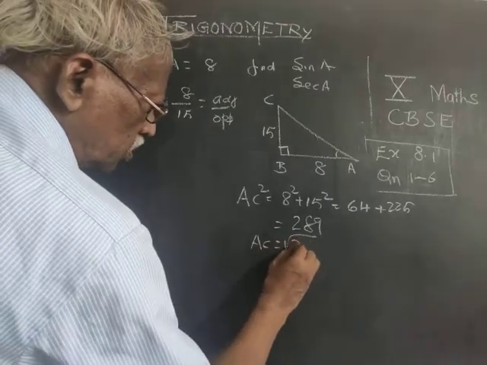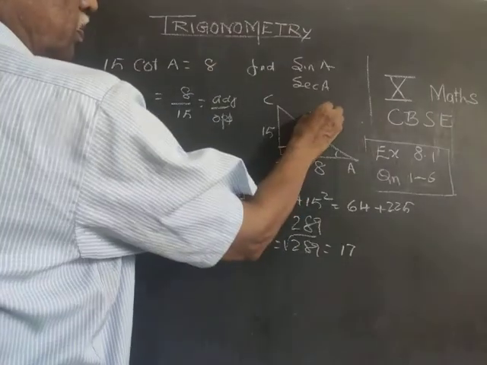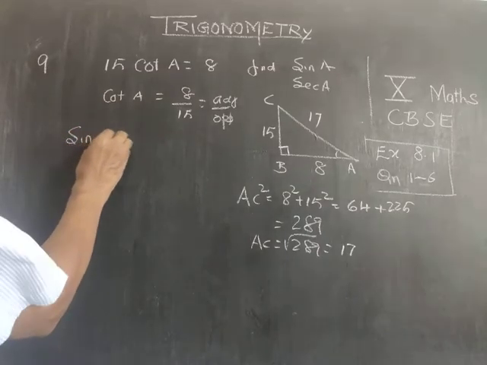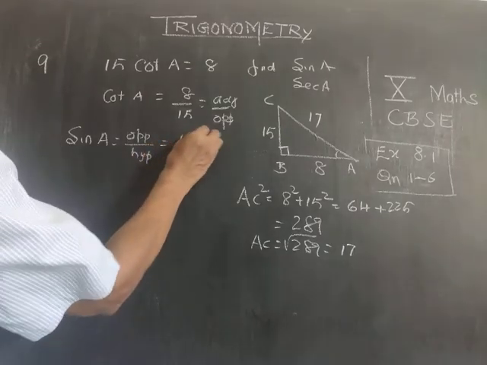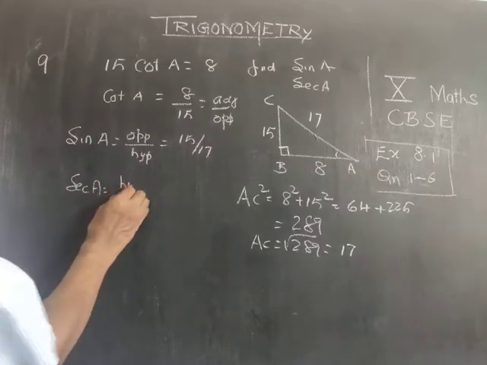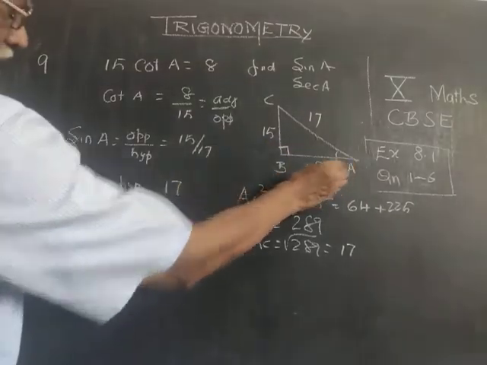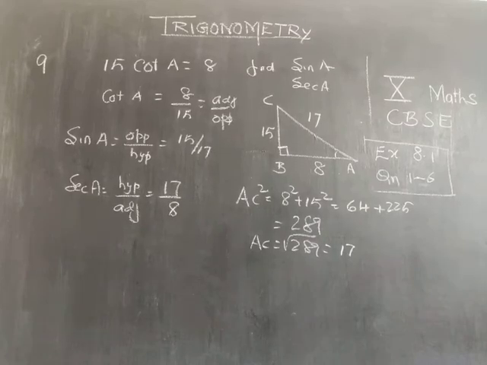Then what is AC? AC is square root of that, 289. You know that it is 17 square. So 17. So now what you are asked to find out? Sin A. What is sin A? Opposite by hypotenuse. Opposite side is 15, so 15 by 17. Secant A they are asking. What is secant A? Secant A is hypotenuse by adjacent side. Hypotenuse is 17 for A. This is A. Adjacent side is 8. So 15 by 17 and 17 by 8 are the values for sin A and secant A. Now question number 10.